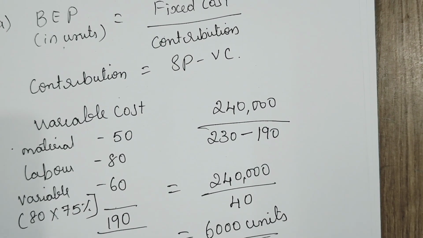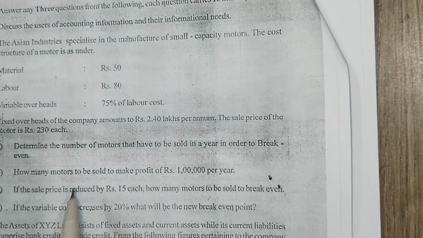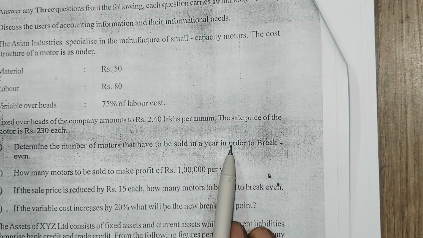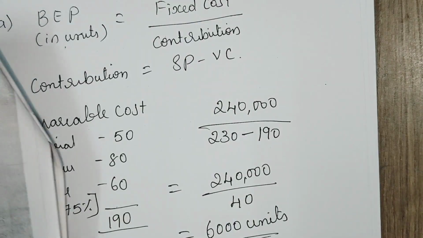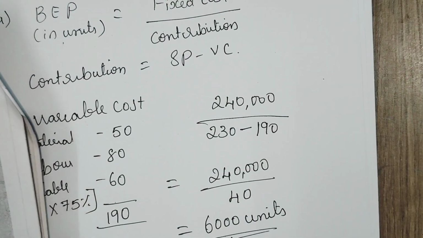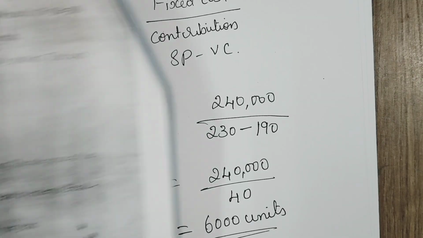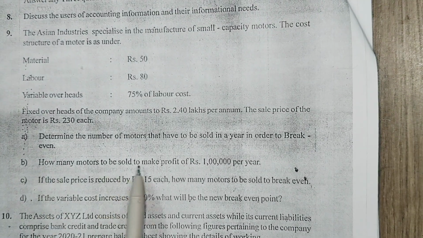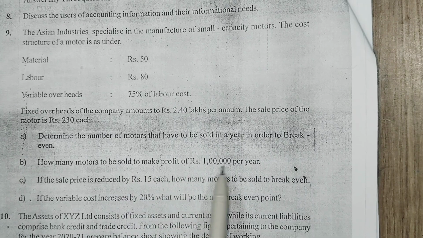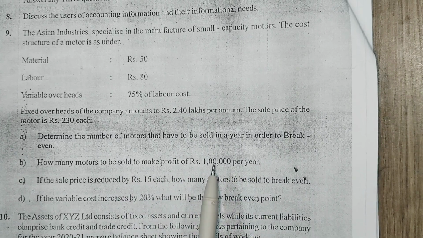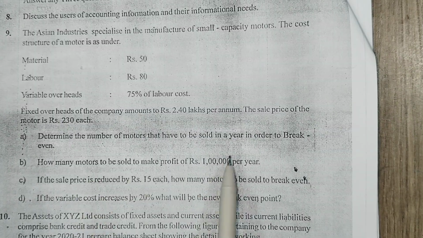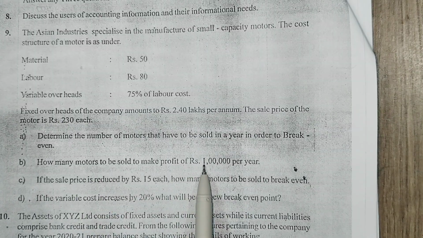Now let us find out the second question. The first question we have solved: the number of motors to be sold in a year in order to break even is 6,000 units. Then the next question B is, how many motors to be sold to make a profit of 1 lakh per year? That is, how many units need to be sold to make a profit of 1 lakh?